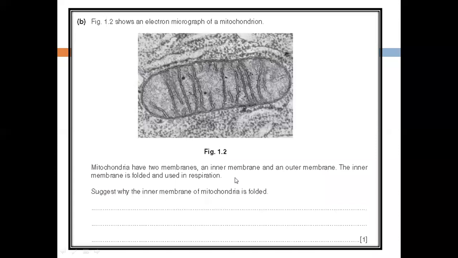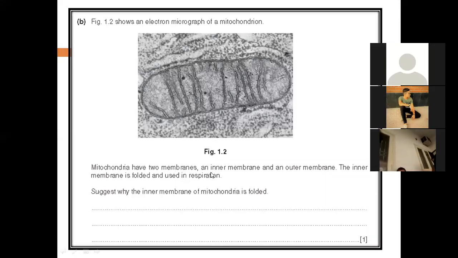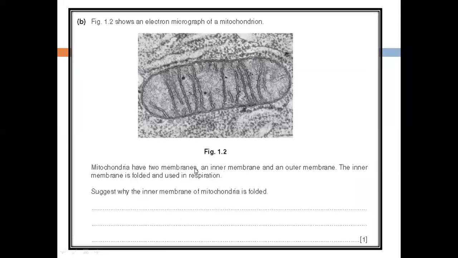Now it is a question. Mitochondria is the place of respiration, the place where energy is synthesized, where energy is produced. So suggest why the inner membrane of mitochondria is folded. In the question, they give us the answer that it is used in respiration. So if it is used in respiration, it means that it increases the surface area for the process of respiration.